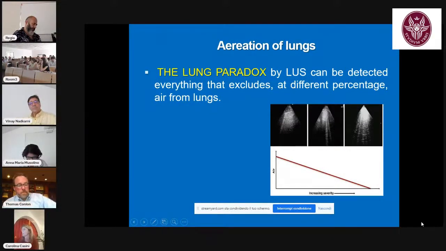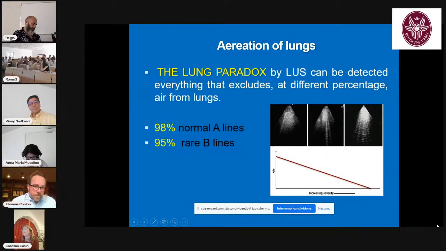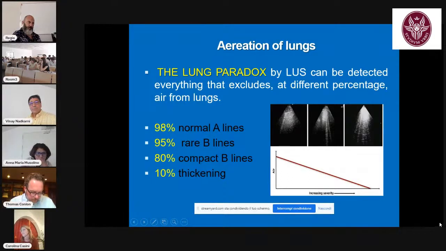By lung ultrasound can be detected everything that excludes a different percentage of air from lungs. When we have 98% of air, we see normal A lines. At 95% we start to see rare B lines. At 80%, compact B lines. With 10% left of air, the thickening is complete. And at 5% we say the consolidation is complete, like in atelectatic lung. And this is correlated with the clinical severity.